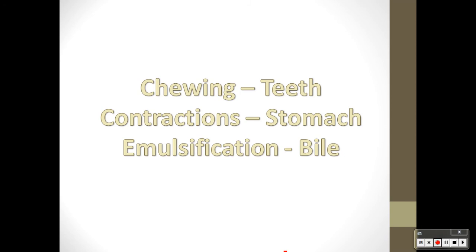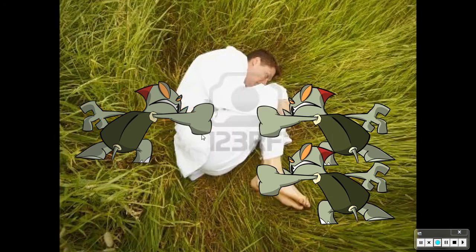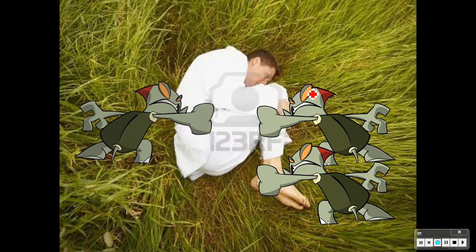3 places that mechanical digestion takes place, or 3 processes: chewing with the teeth, contractions in the stomach, emulsification of fats by bile. That'll make more sense in a minute. Now, enzymes need to work on your food to break it down. So we need to open the food up so that the enzymes have as much space to hit as possible. If the food stayed rolled up, they wouldn't have many spots. So the mechanical digestion just makes the food nice and open. It opens up the surface area for you.